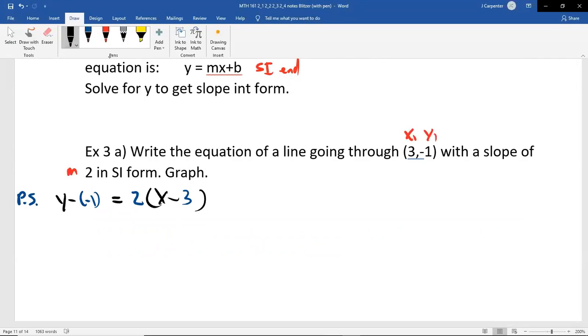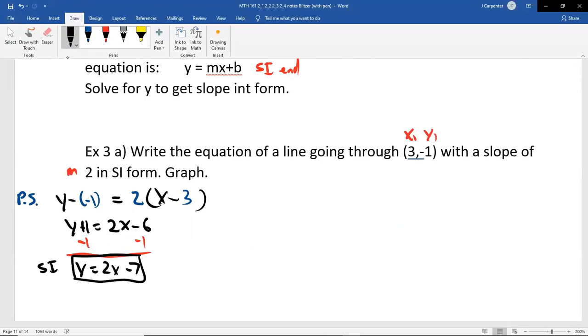So let's clean this up and solve for y. We'll get y plus 1 equals, go ahead and distribute the 2. You get 2x minus 6. Let's subtract 1 on both sides. I almost said add 1. And you'll get y equals 2x minus 7. That is our answer in slope-intercept form.